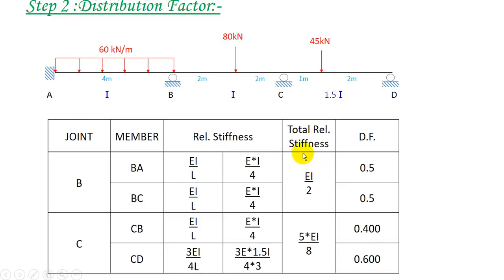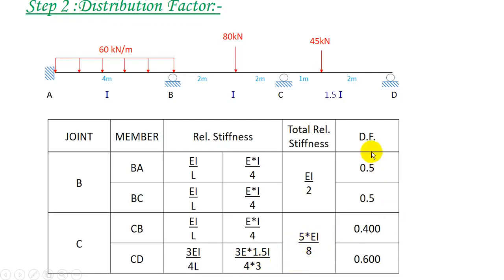Then total relative stiffness. Total relative stiffness is basically the summation of relative stiffness of the different members connecting the joint. So total relative stiffness for joint B is equal to relative stiffness of member BA plus relative stiffness of member BC. If I sum it up, I get EI by 2. Total relative stiffness for joint C is the summation of these two relative stiffnesses, so if I sum it up, I get 5 by 8 EI.